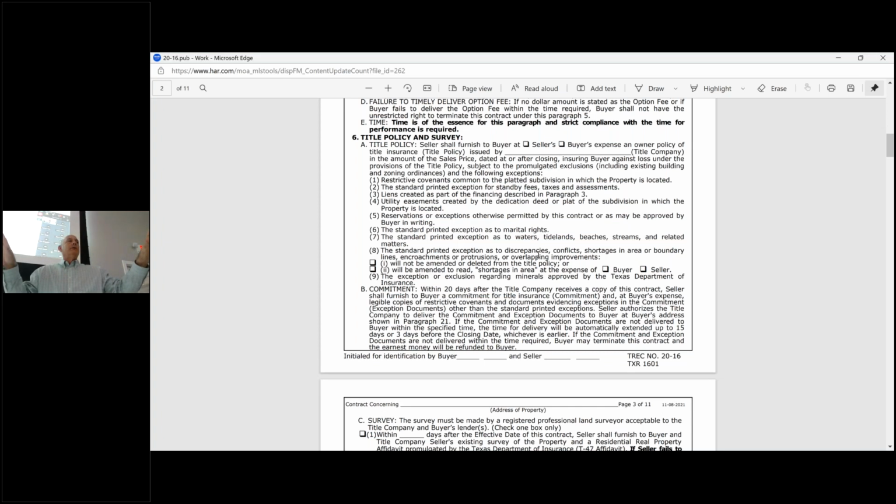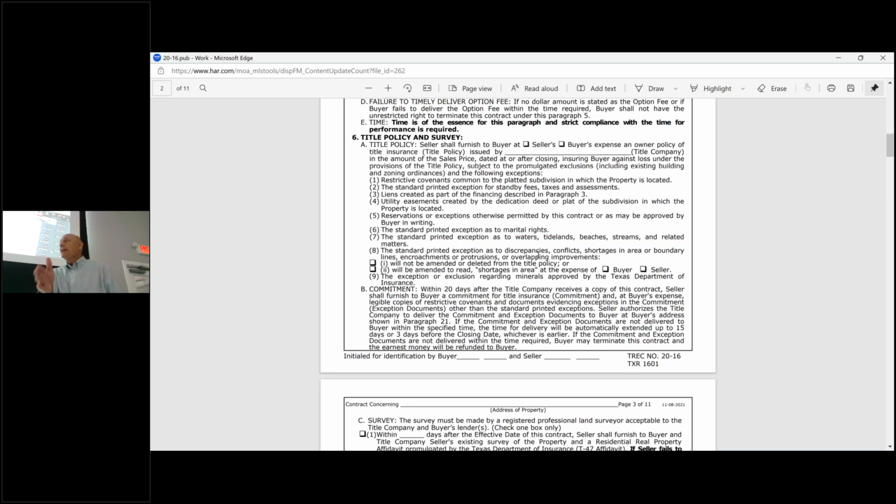That's not our job. To answer that question, our job is to explain what the contract language means to our client. If we pay for this extended coverage, it's going to cover all these other exceptions except for shortages in area. That will never be covered. So when you get the survey, make sure your buyer understands this is what the survey says. But guess what? The buyer may want to get another survey after closing. I guarantee you it's going to be a little different.